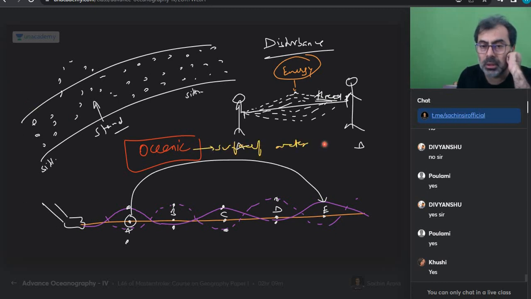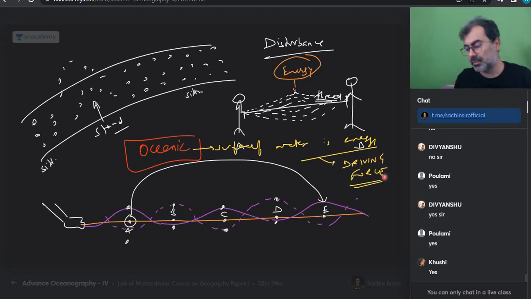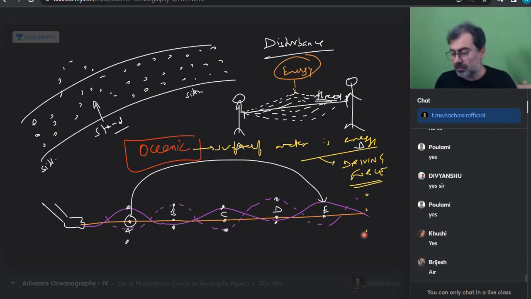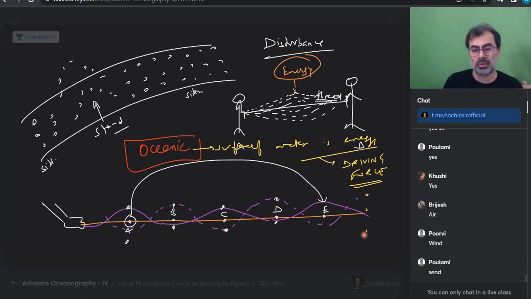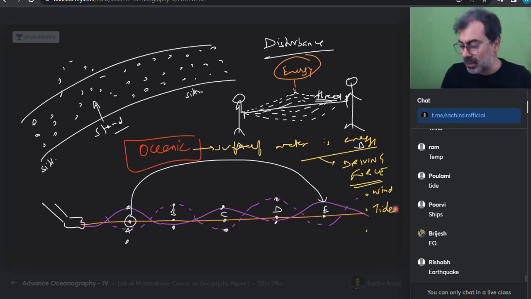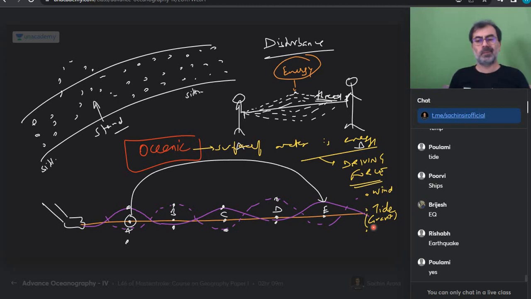So in the oceans, the surface of water is energized by some driving force. Is everyone okay? Some driving force will energize it. Who can this driving force be? Quickly tell me. What can this driving force be? Wind, very good. Wind, wind. Anything else? Tide. Okay, tide can be there. And can I say tide is nothing but gravitational pull? Gravitational energy. Yes or no?